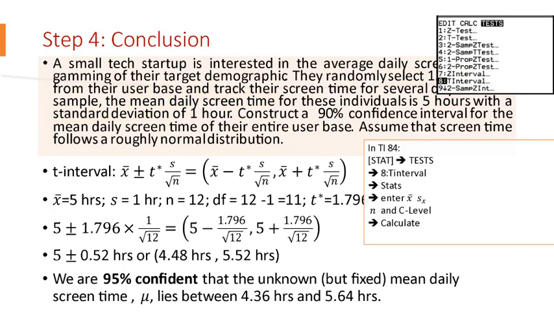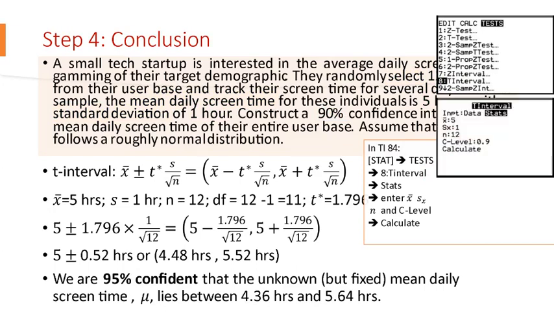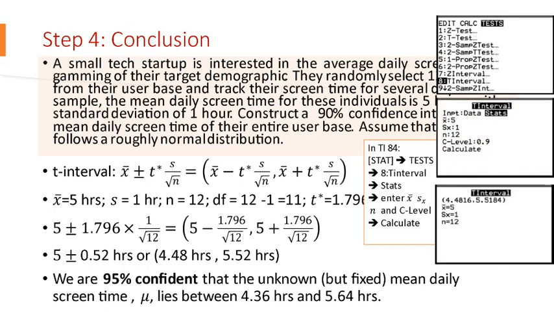Now, you can use the TI-84 to check your results. First, press Stat, then Tests, and choose 8, T interval. Second, choose the tab Stats and enter: x bar is 5, sample standard deviation Sx is 1, sample size n is 12, and C level equals 0.9. Lastly, move the cursor to calculate and press enter. You can see that the interval is 4.48 hours, 5.52 hours, which is the same as ours.